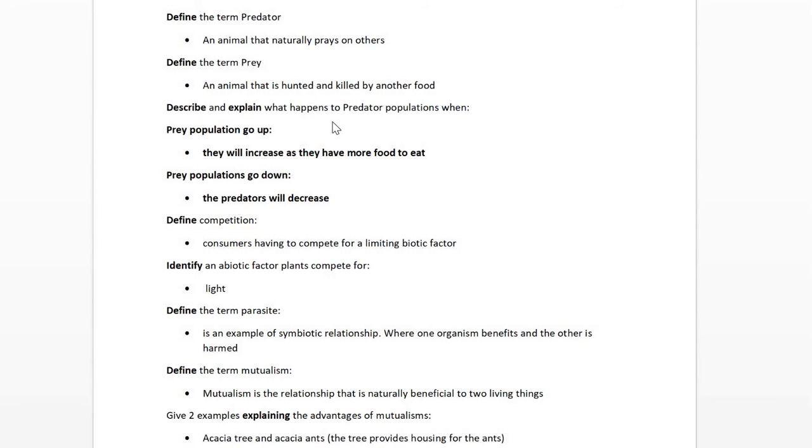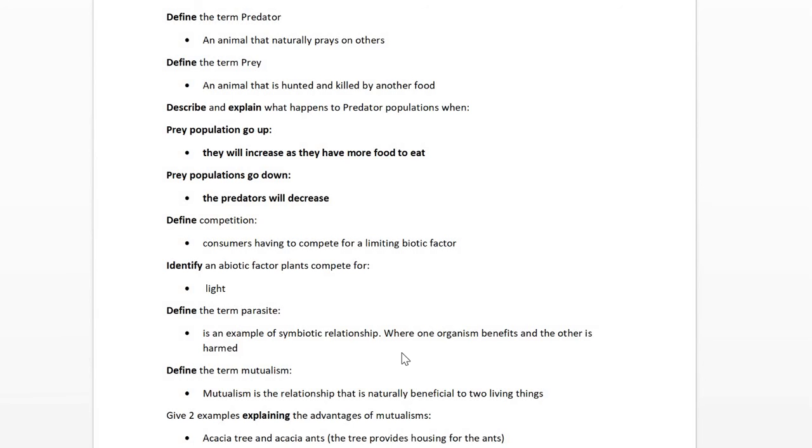Describe and explain what happens to predator populations when prey populations go up. When prey populations go up, predator populations go up. We've got more food, as is described here. When prey populations go down, predator populations go down. You need to explain because there is less food to sustain that population. Define the term competition: when they are going after a limited biotic or abiotic factor. Identify an abiotic factor plants compete for. Light is a valid one, as is space, as is water.